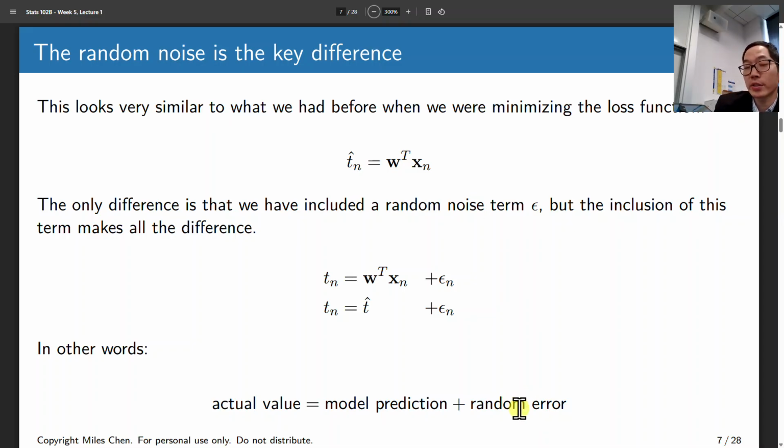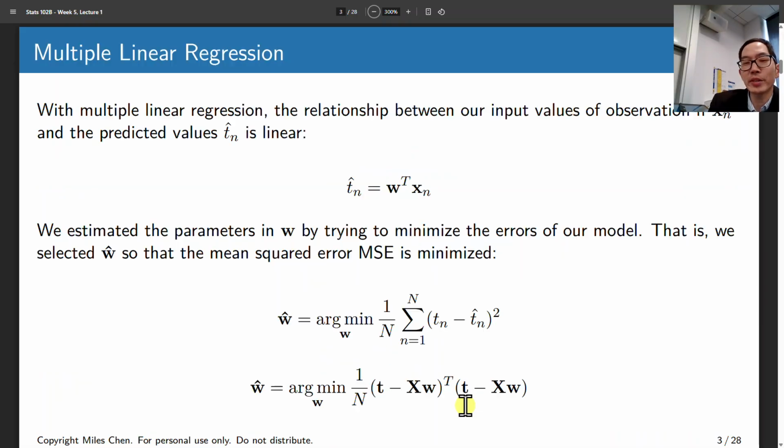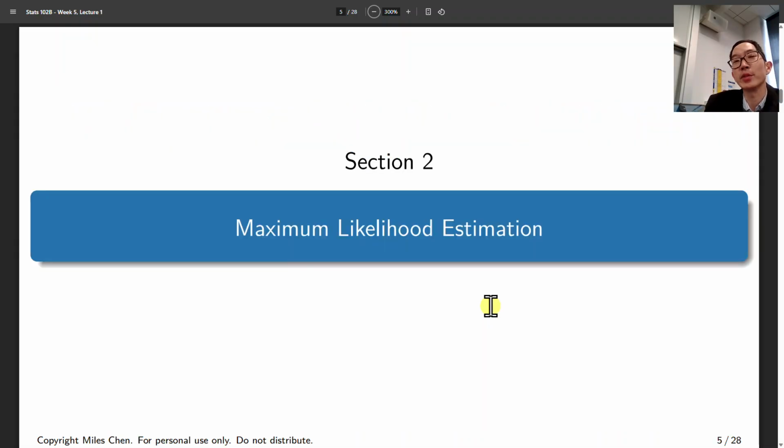You might feel like, well, isn't this what we've always been doing? And the answer is no. When we were back here, we didn't have any kind of random noise modeled in. We just said, this is how we're predicting it, and our goal is to minimize this function, to minimize the difference between the actual values and our predictions. And we didn't model any kind of random noise.